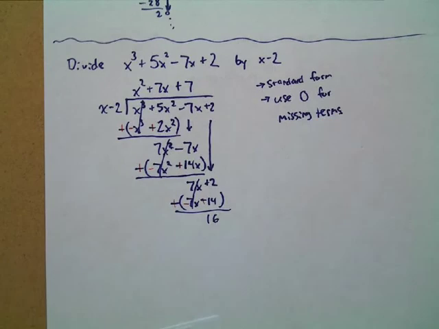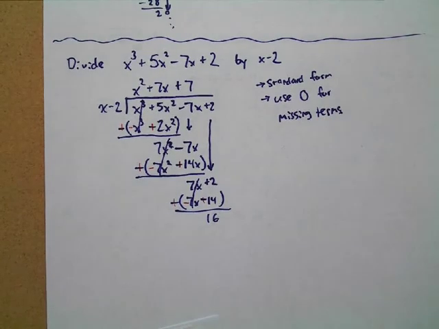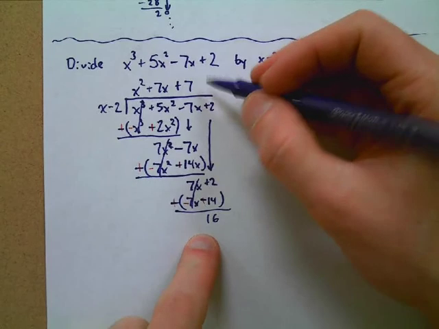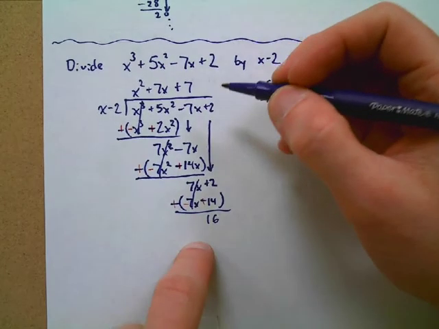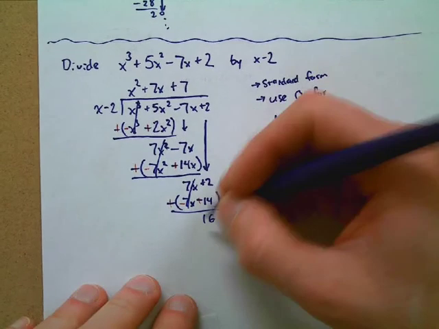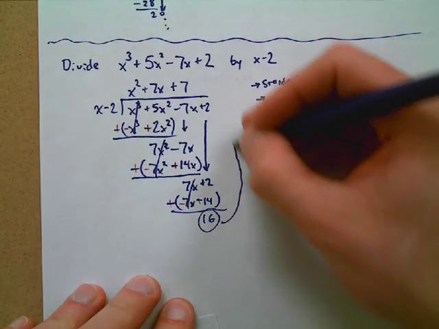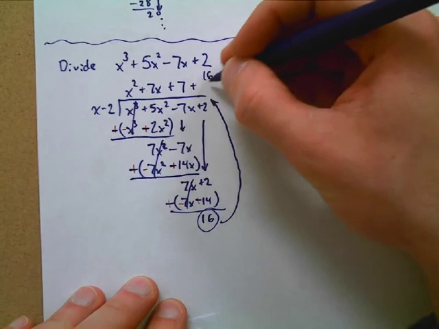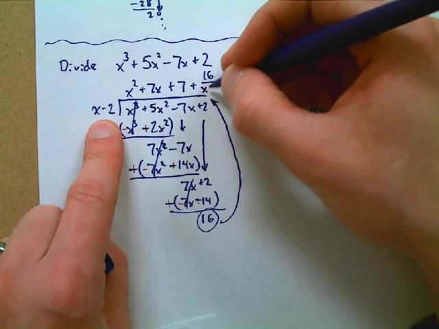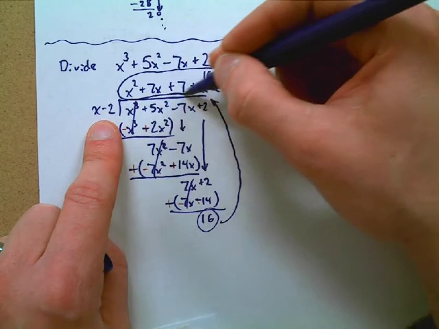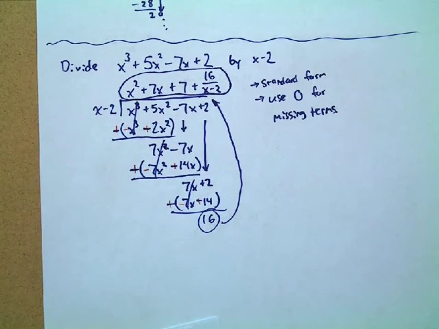16. There's no more stuff for us to bring down. There's also nothing I can multiply x by to get 16. I can't do something times x to get just a 16. So that's a remainder. And what do we do with the remainder? We bring it up here and add it on to the end. It'll be 16 over x minus 2. And there's our final answer.